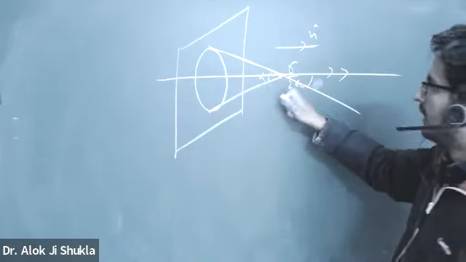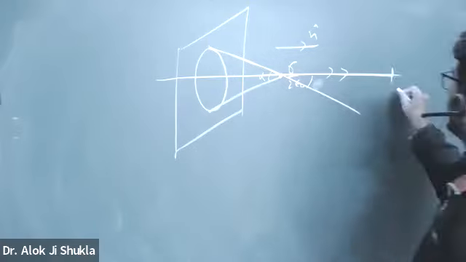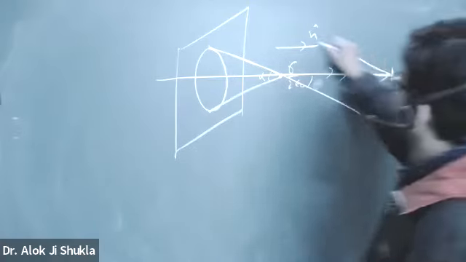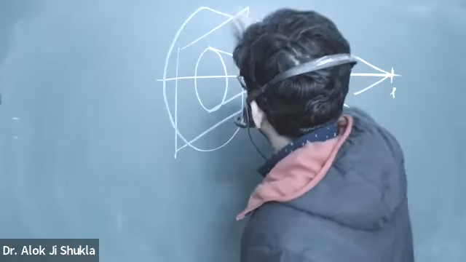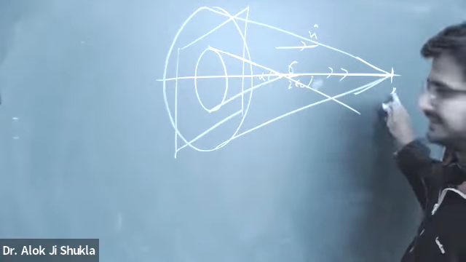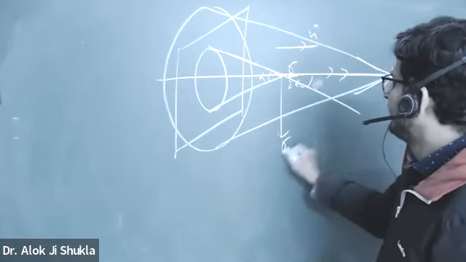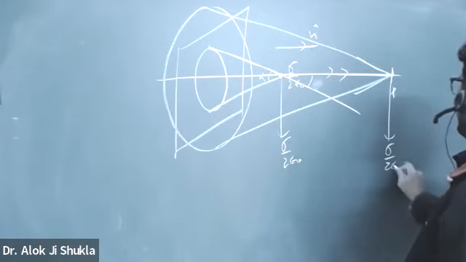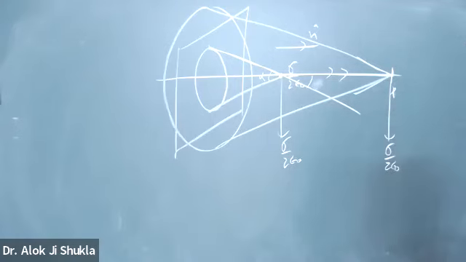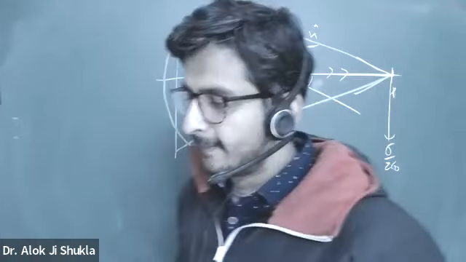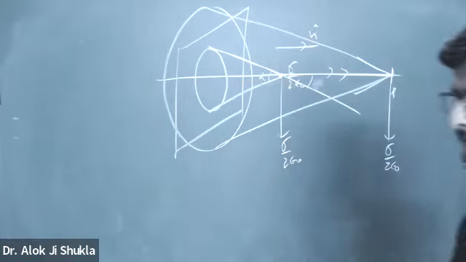Okay. So if you go far, suppose here, and suppose the same angle alpha is contributing, then this will become bigger. So the field that should decrease will not decrease. That's why here sigma by 2 epsilon naught, and here also sigma by 2 epsilon naught. So this is the explanation why for an infinite sheet the field is uniform. Understood?